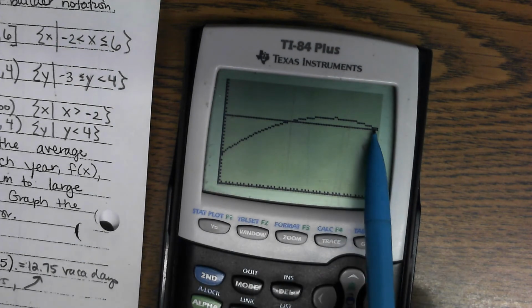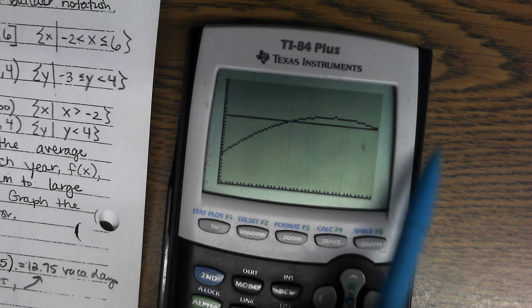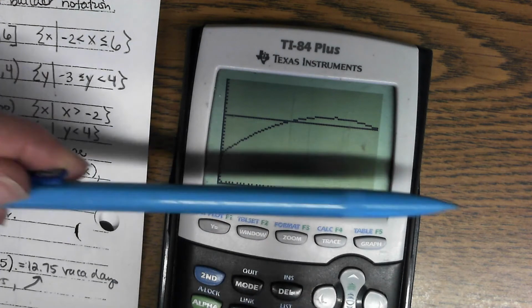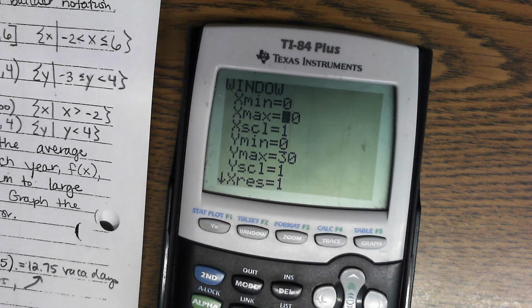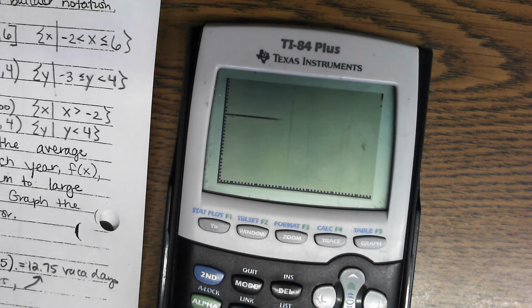Well, it actually happens twice. I think I need to extend my window and move further over, so that's going to the right, which means my x-axis should go higher. So x max, I'm going to go 50 years, pretending someone works for 50 years at the same company.